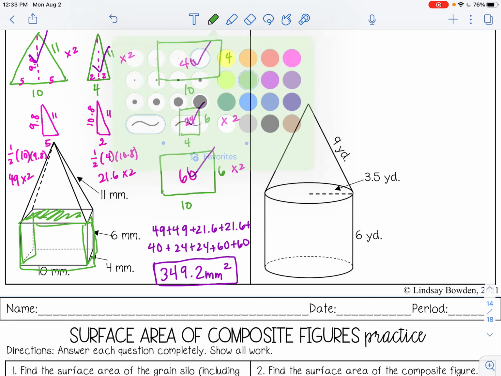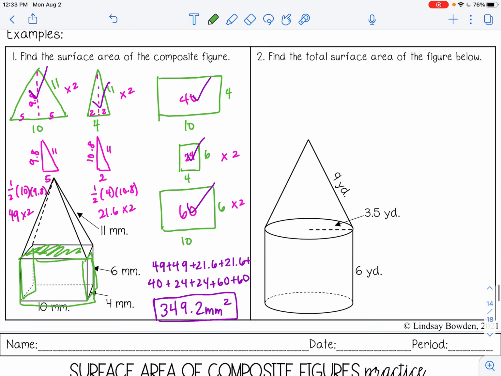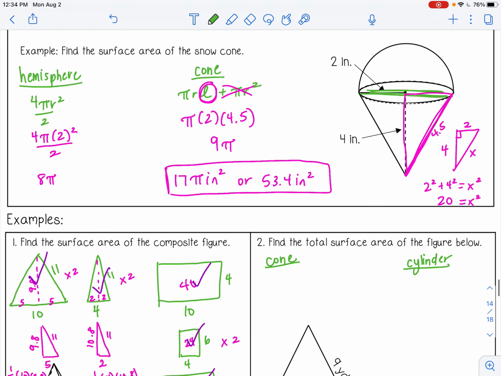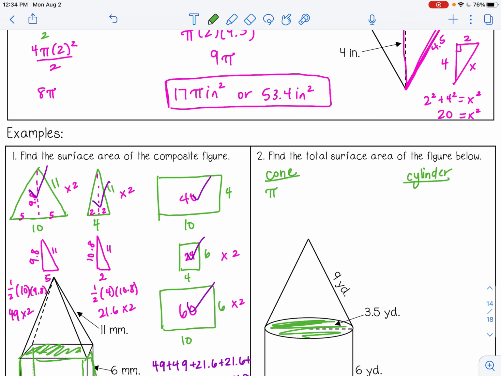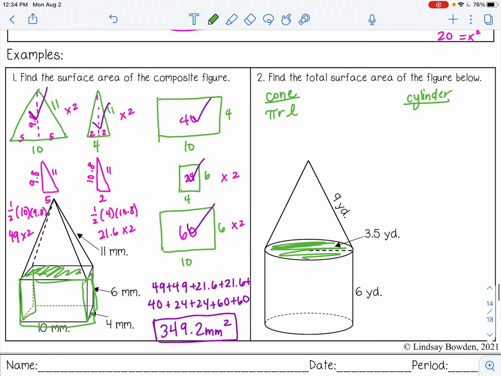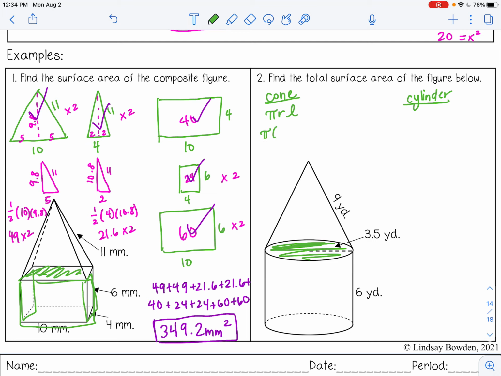All right. Number 2, we have a cone and we have a cylinder, but we're not counting this part where they're joined together because that's not going to show on the outside. So for the cone, it's going to be similar to that one we did here where we're just counting pi RL, the slant height. So pi 3.5 times 9. Remember, this is the slant height.